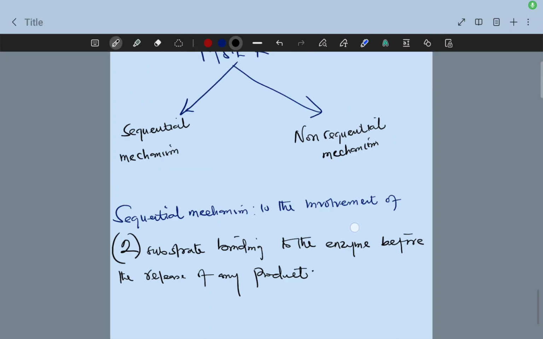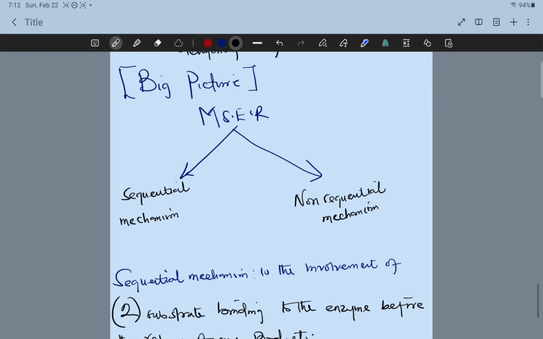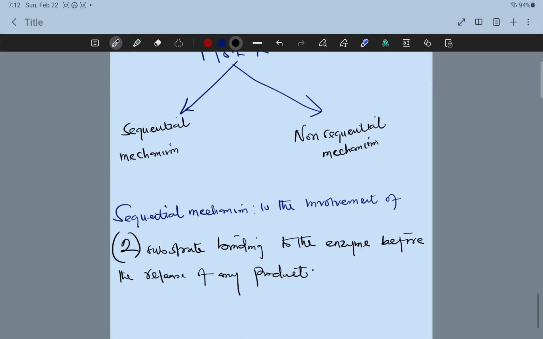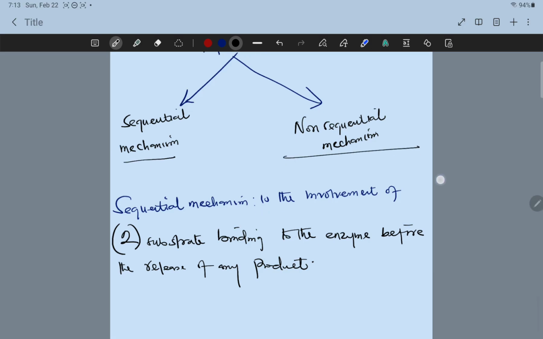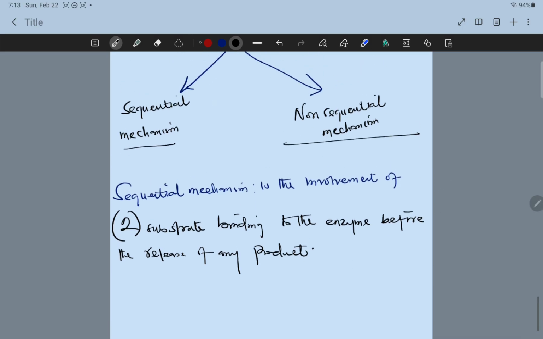As we were earlier stating, we said the MSCR is broken down into two categories. We have the sequential mechanism and we have the non-sequential mechanism. In the sequential mechanism, we explained that it involves two substrates binding to an enzyme before the release of any product. Two substrates, emphasis on two substrates, binding to an enzyme before the release of product. That's a very interesting one.